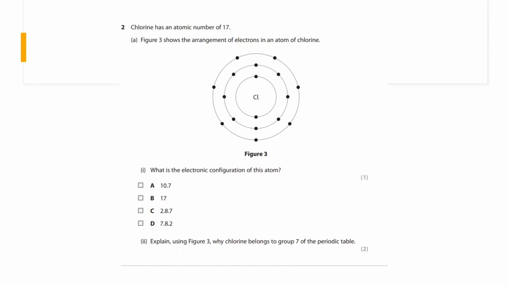Okay, so chlorine has an atomic number of 17. Figure 3 shows the arrangement of electrons in an atom of chlorine. What is the electronic configuration of this atom? So the electronic configuration is how the electrons are arranged. There's two, so it starts from the middle outwards.